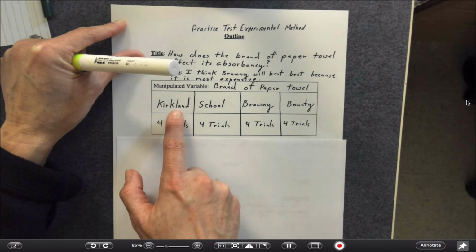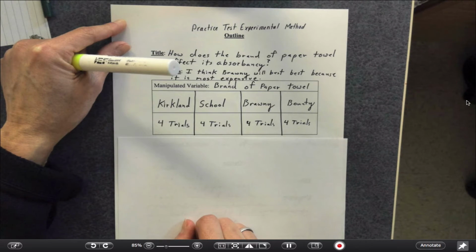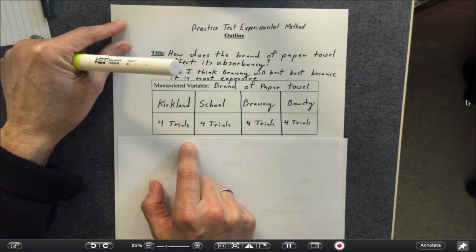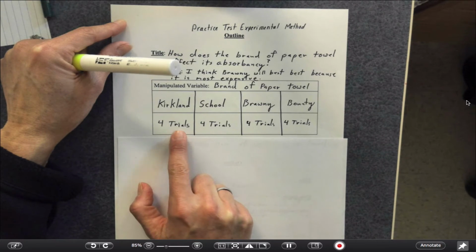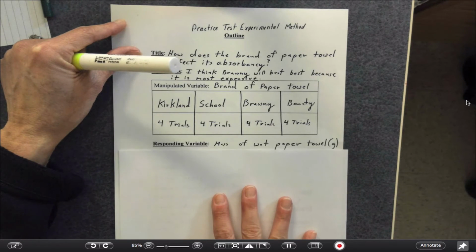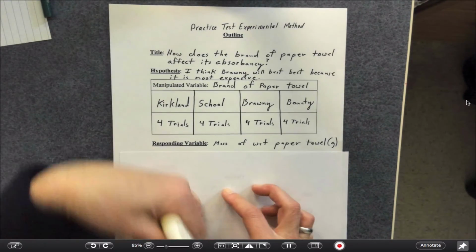Our scenario gave you 4 different experimental groups, the Kirkland, the School, the Brawny, and the Bounty. And we are going to be conducting 4 trials. This information you would need to make up. That wasn't given in the scenario, but remember you need at least 3 trials to be effective. Our responding variable is the mass of the wet paper towel in grams.